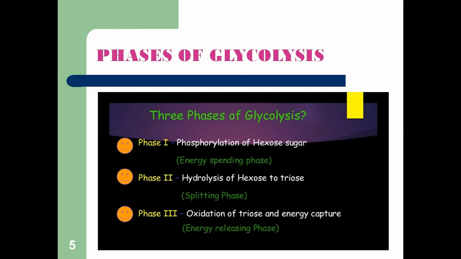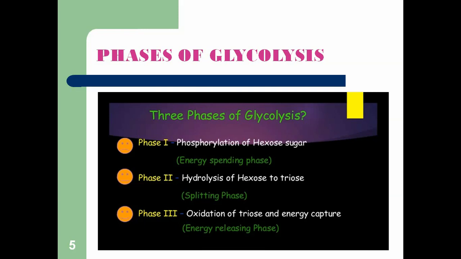Preparatory phase, or glucose activation phase, or energy investment phase, basically traps the glucose and prepares it to move into the next phase. Here, 2 molecules of ATP are invested and the hexose chain is cleaved into fructose 1,6-bisphosphate. Steps 1, 2, 3, 4 together constitute the preparatory phase.